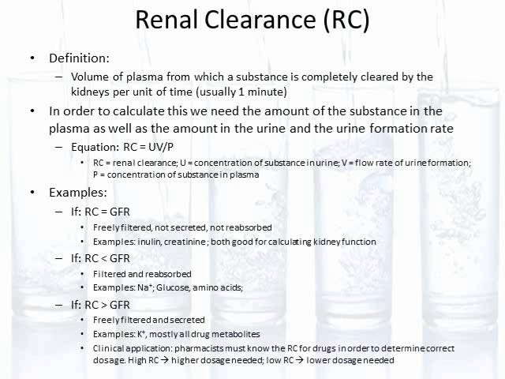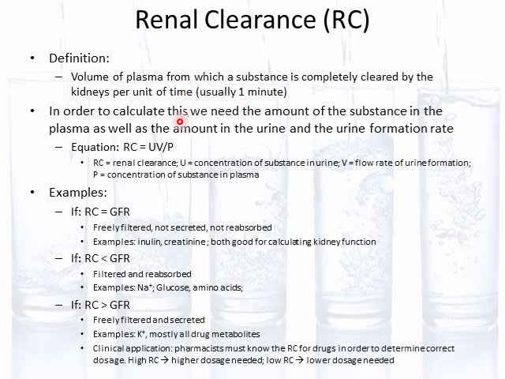Okay, so now this next few slides here is just how you're going to calculate a stat called renal clearance, and you're going to need to know how to do these calculations for the IRAT and the TRAT. And so the definition of renal clearance is the volume of plasma from which a substance is completely cleared by the kidneys per unit of time.